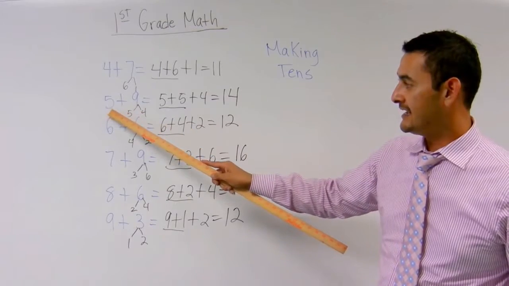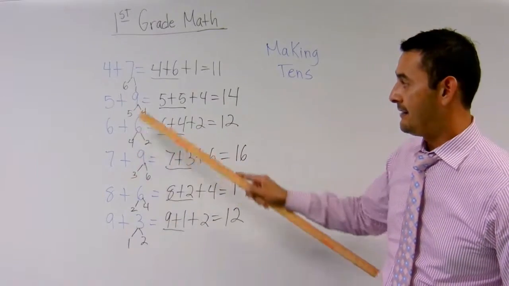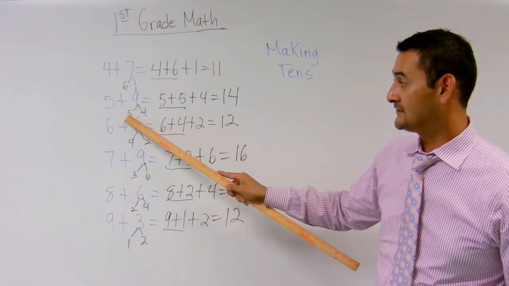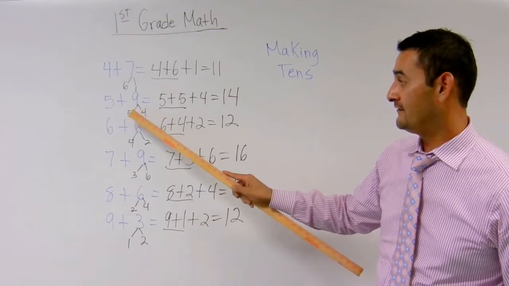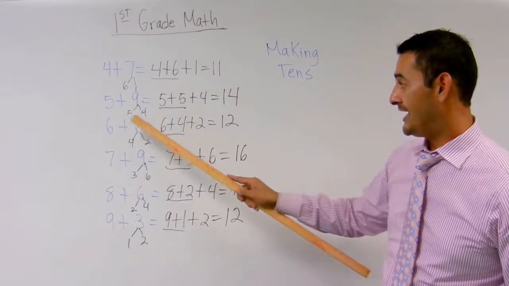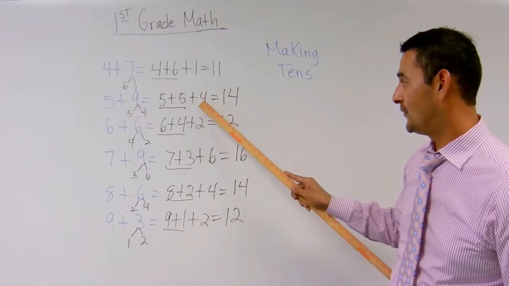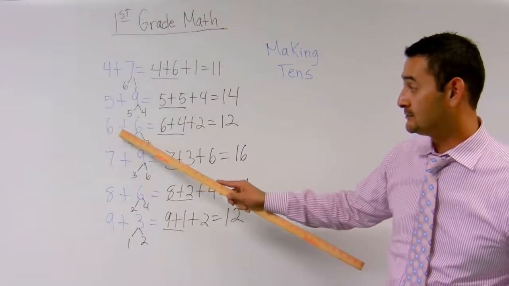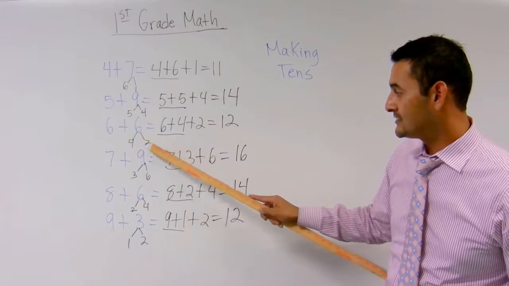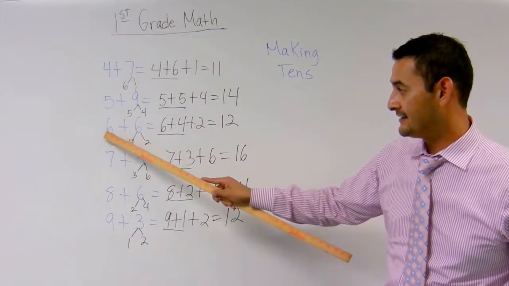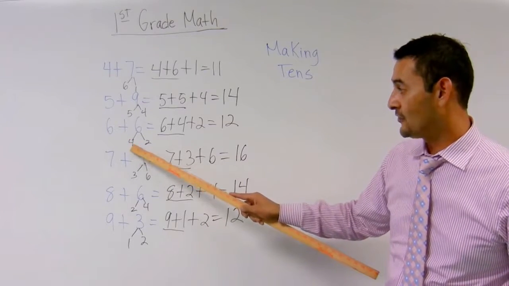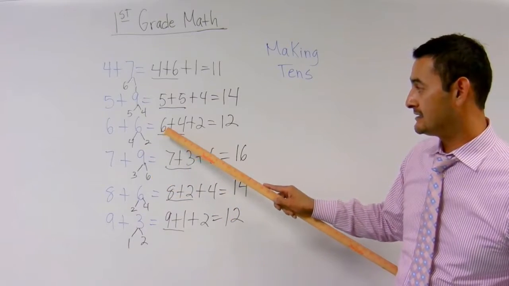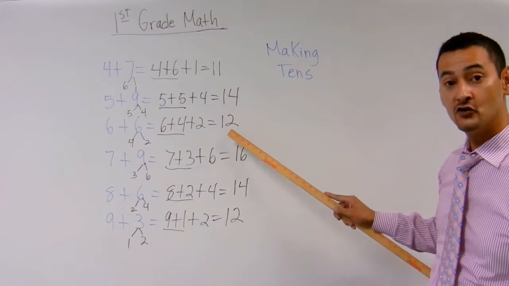Now let's take a look at this next one. Here I've got 5 plus 9. I'm going to decompose this 9 so that I can make a 10 with this 5. I know that 5 plus 5 is 10, and I know that 5 plus 4 is 9. So that's why I've got 5 plus 5 plus 4 equals 14. Now let's take a look at this problem here. 6 plus 6. I'm going to decompose this 6 so that I can make a 10 out of this one too. So 6 plus 4 is 10. I know that 4 plus 2 is 6. So that's going to be 6 plus 4 plus 2 equals 12.